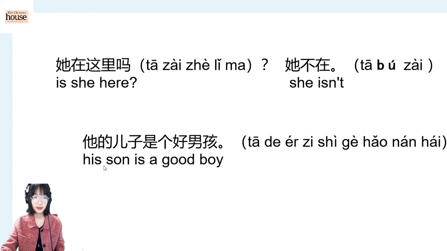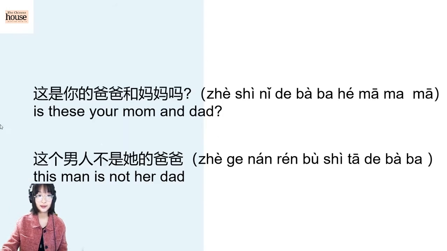And then, his son is a good boy. His, 他的, 儿子 son, 是 is, 个 an individual. You can use 一个 or 个, both okay. 好 good, 男孩 boy. 他的儿子是个好男孩.